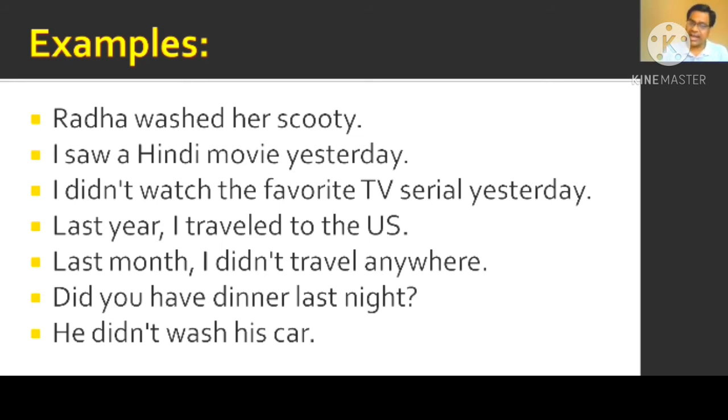Last month, I didn't travel anywhere. Of course, my job is that of traveling. I keep moving here and there. But due to the corona pandemic, we are unable to move around, and that's why we are working from home. So last month, I didn't travel anywhere.